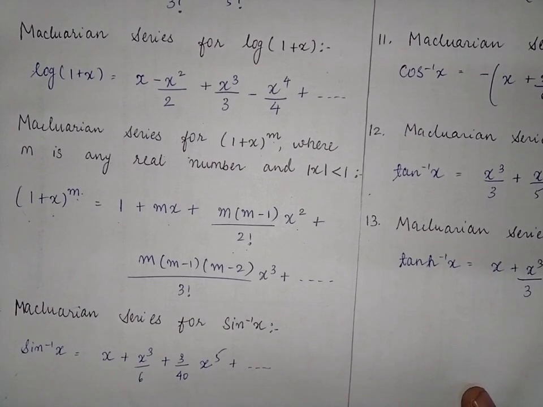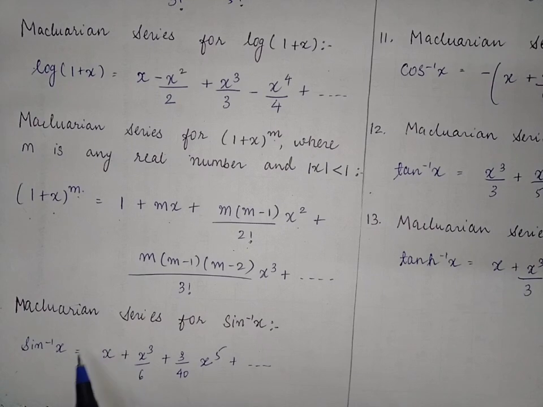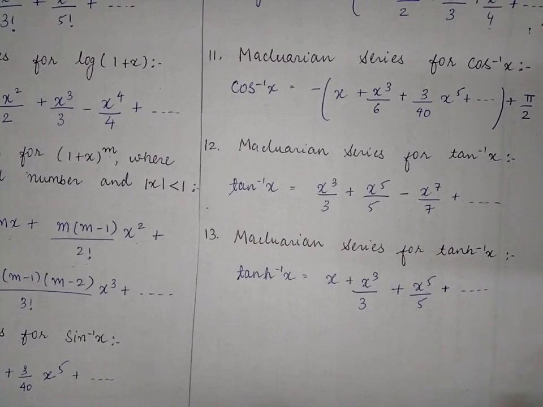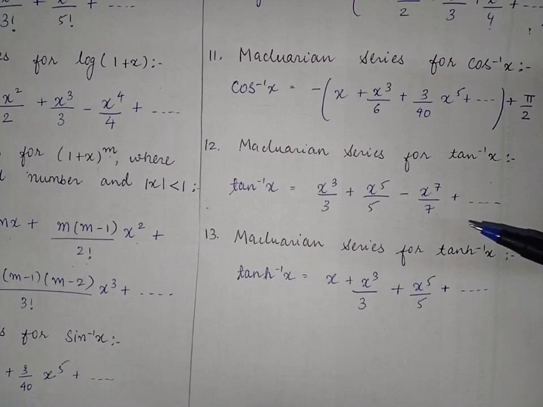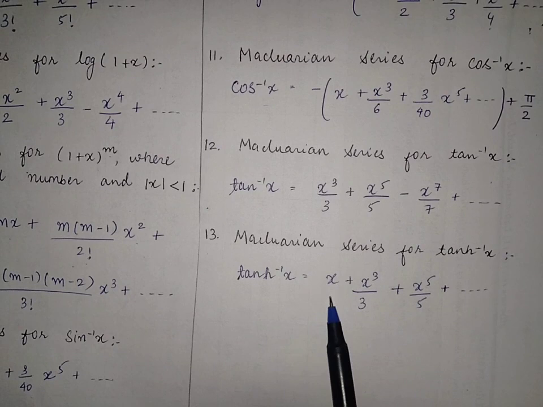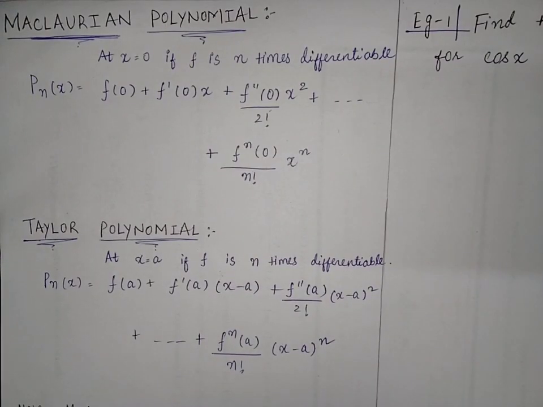Now Maclaurin series for sine inverse x. Its standard expansion is x plus x cube by 6 plus 3 by 40 x raised to 5. Similarly, the Maclaurin series for cos inverse x and tan inverse x are also given. You have to remember all the standard expansions. And Maclaurin series for tan h inverse x is x plus x cube by 3 plus x raised to 5 by 5 and so on. So there are 13 standard expansions of Maclaurin series which you have to remember.